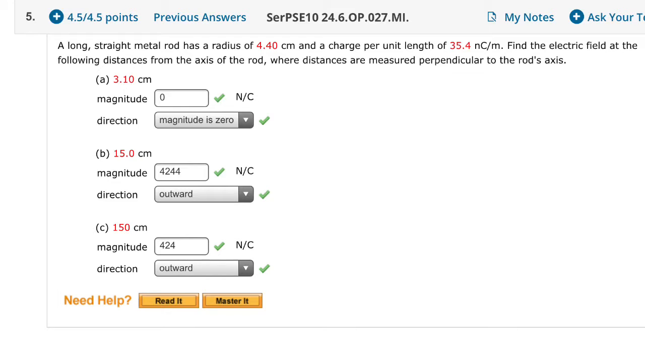A long straight metal rod has a radius of 4.4 centimeters and a charge per unit length of 35.4 nanocoulombs per meter. Find the electric field at the following distances from the axis of the rod, where distances are measured perpendicular to the rod's axis. A. 3.10 centimeters, B. 15 centimeters, and C. 150 centimeters.